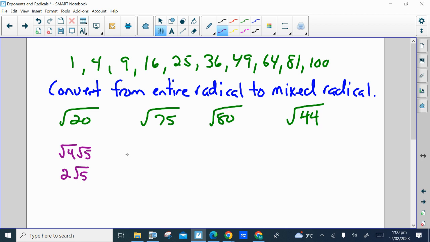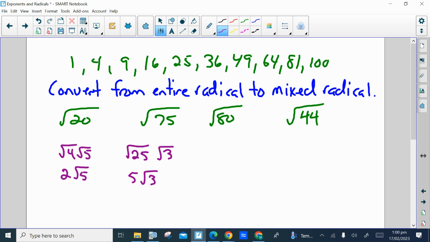Root 75 would be broken down to root 25, root 3. Because 25 is a perfect square, that's why we're using it. And the square root of 25 is 5. It's 5 root 3. Again, the square root sign has done its job, so the coefficient is just 5. Not root 5, 5.